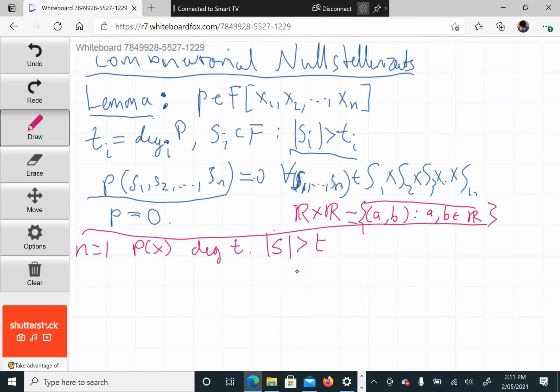So S is greater than t. If n equals 1, there's only one S and only one t and one variable. Because S is greater than t, if you have a polynomial of degree n and you sub in n plus 1 things and they all get you 0, then that means the polynomial is 0.